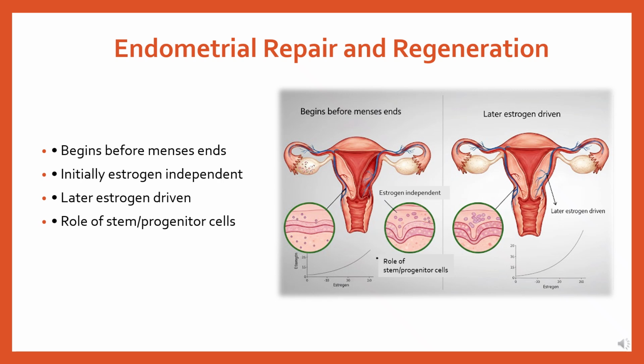Once menstruation is completed, rising estrogen levels from the developing follicles initiate the estrogen-dependent phase of regeneration. Recent evidence also supports the role of endometrial stem and progenitor cells, particularly located in the basal layer and around blood vessels. These cells contribute to rapid epithelial regeneration and stromal reconstruction.